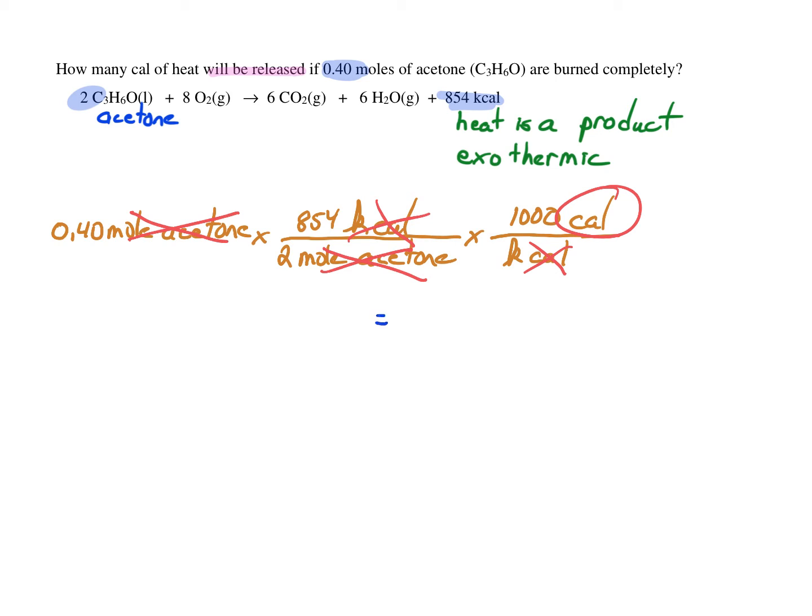We do our calculation, and our calculator answer is 170800 calories. To correctly express our answer with the right number of sig figs, we need to use scientific notation. So we'll convert that number first to scientific notation, and then we'll worry about rounding. Our exponent is 1, 2, 3, 4, 5.